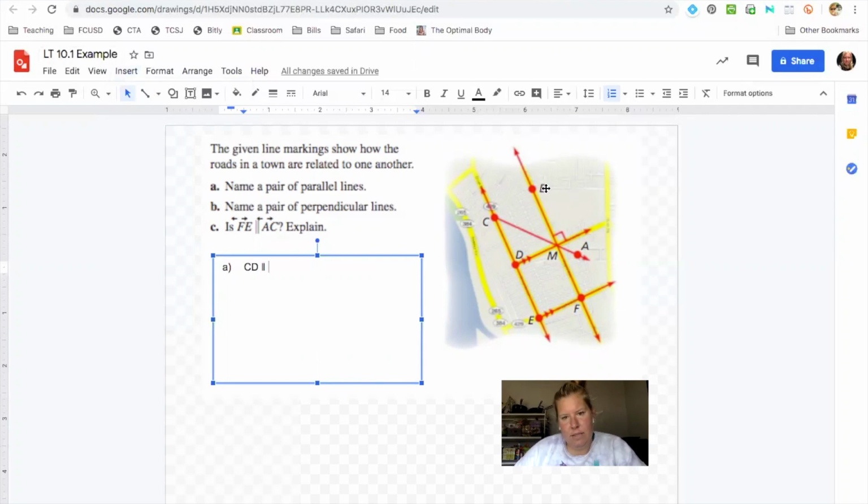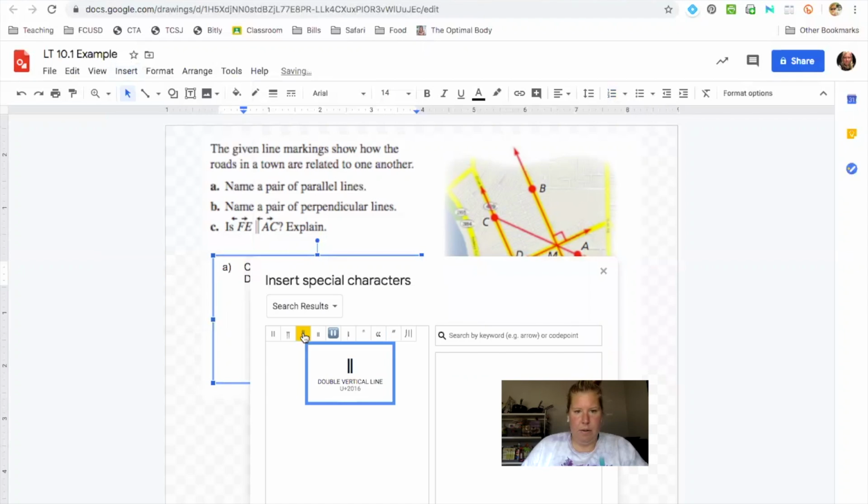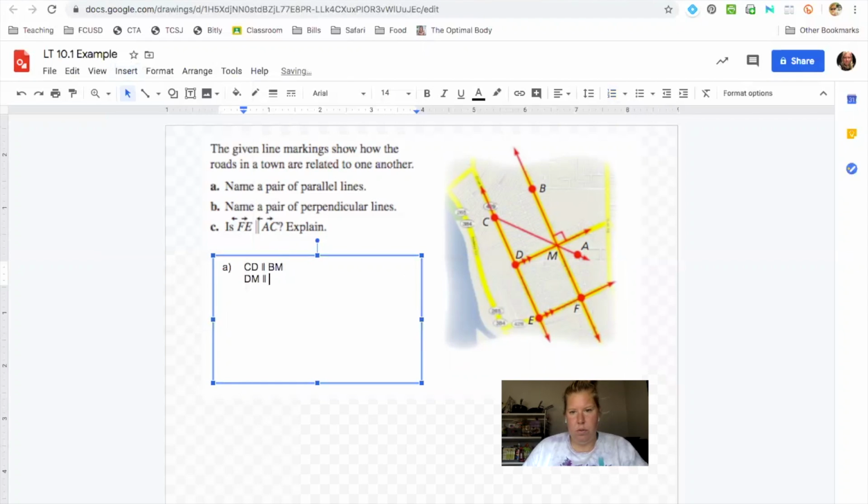So this line right here, CD, is parallel to BM because it's never going to touch. We could have also called it MF. Also, you can see that these little arrows mean parallel. Another really good one is DM is parallel to EF. All right.